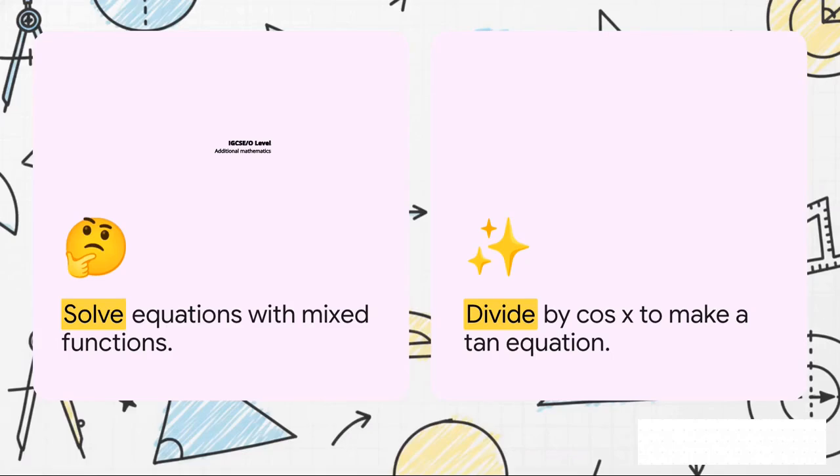Of course, sometimes the puzzle tries to throw you a curveball by mixing up the functions. If you're staring at an equation where a sine and a cosine are hanging out together and the whole thing equals 0, there's a brilliant magic trick. Just divide the entire equation by cosine. The sine divided by cosine transforms into a tangent. The cosines cancel each other out completely, and just like that, you're left with a clean single-function tangent equation that is totally solvable. And there you have it.